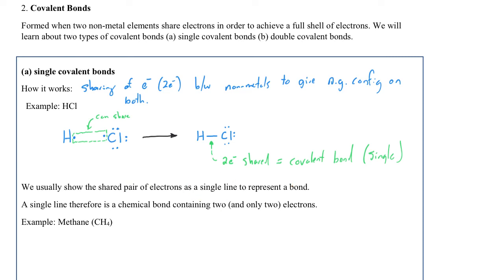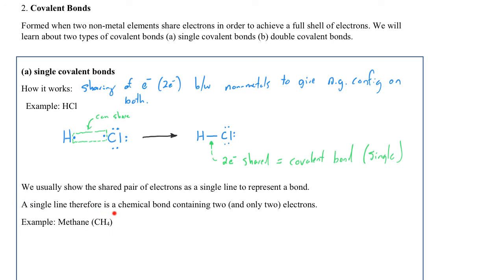Now, we will see later on that it's possible to have double bonds as well as triple bonds. We'll focus in this class on single and double bonds. But in those cases, we have more than one line between atoms, and I'll show you how that works later on. Before we move on to that, though, let's look at another example where we have single bonds.